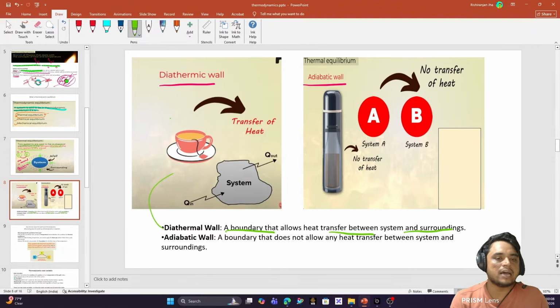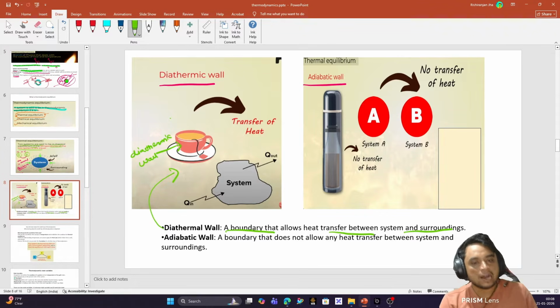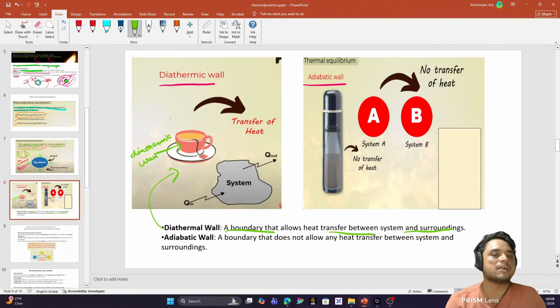called a diathermic wall. For example, you can see the example of a diathermic wall in a cup of tea and the surrounding. So this is a cup of tea. This cup of tea has a diathermic wall. So what is a diathermic wall? A diathermic wall is something that allows heat transfer between the system and the surrounding. The tea inside it is the system. The surface of the cup is the boundary, and the remaining area is the surrounding, right?